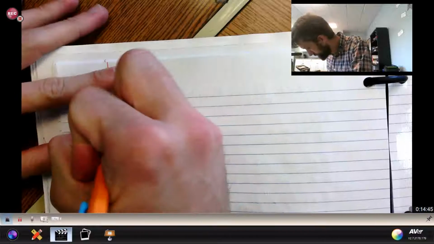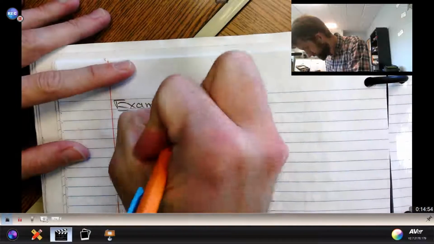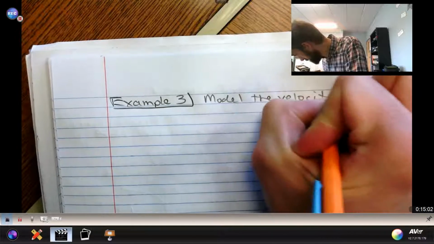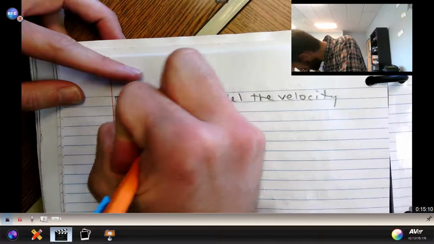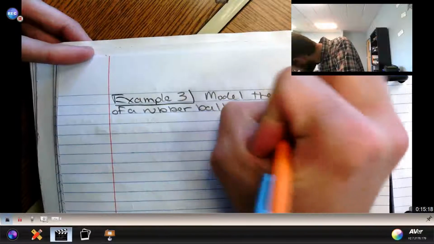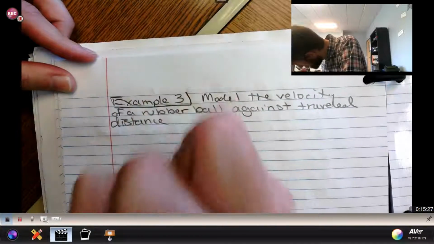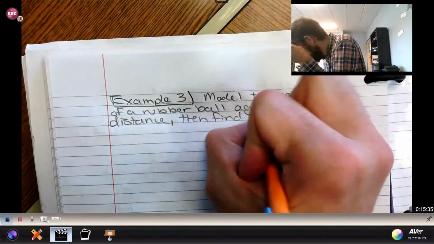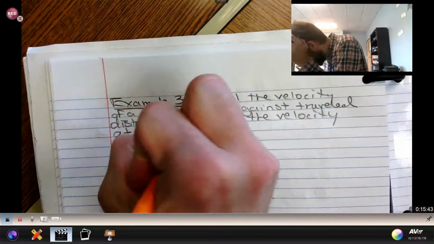Example 3. Model the velocity of a rubber ball against the traveled distance. Then find the velocity at 1.36 meters.